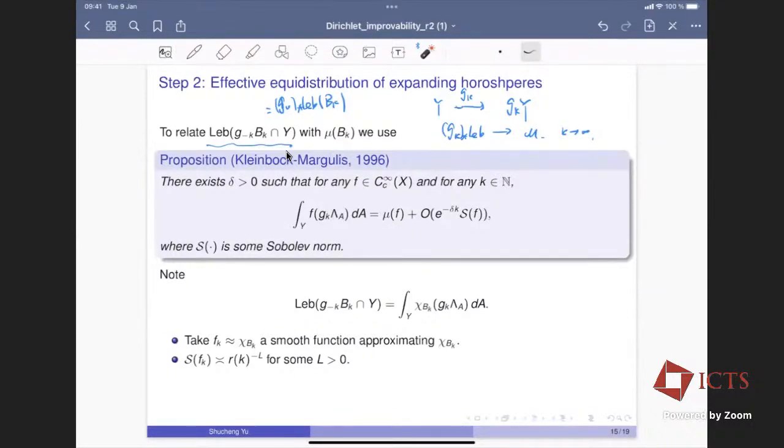It says formally that there exists some positive constant delta, and then for any smooth test function, and for any positive integer k, if you consider this integral over Y, this integral is exactly the push forward Lebesgue measure evaluated at f. This equals the space average of the test function plus an error. And here SF is some Sobolev norm. For us, this Lebesgue measure is exactly this integral, except with this smooth function replaced by this indicator function. So for the application, we would take fk to be some smooth function approximating this indicator function.